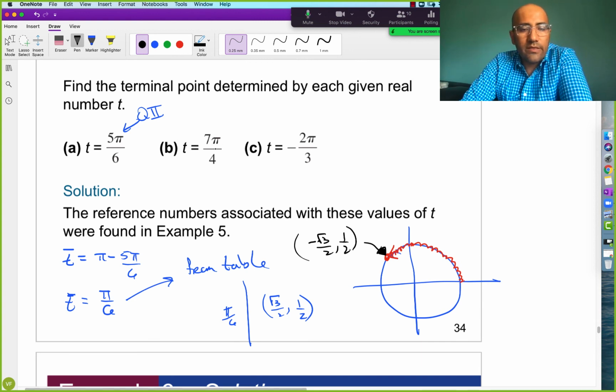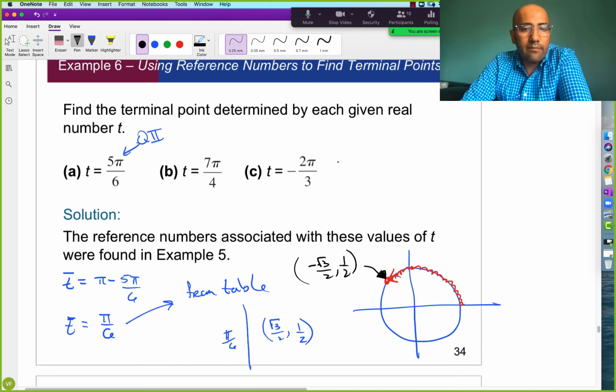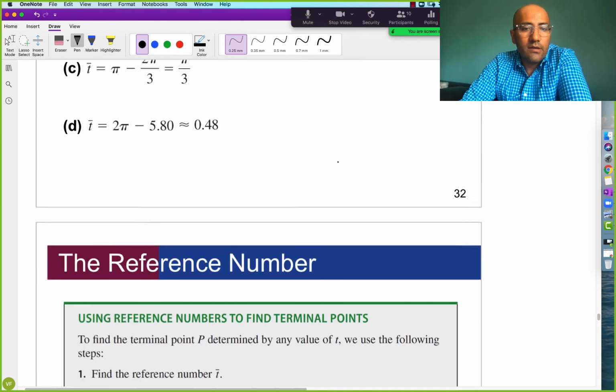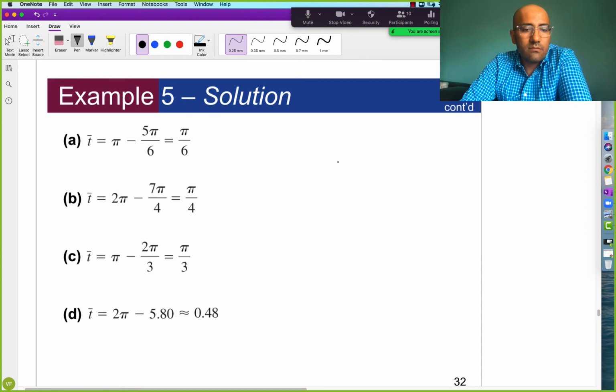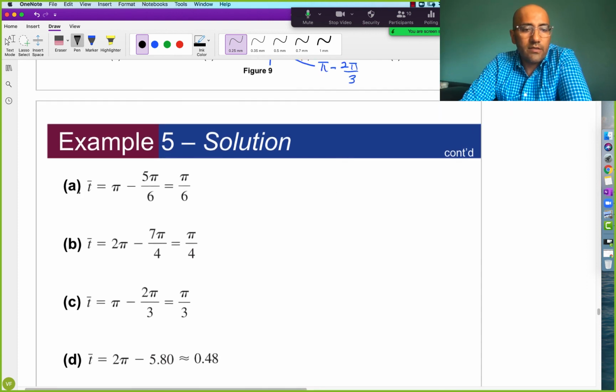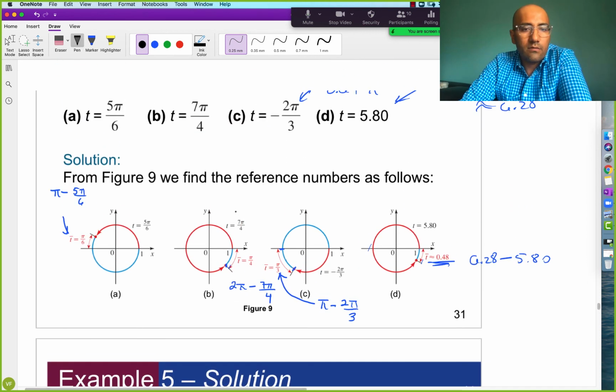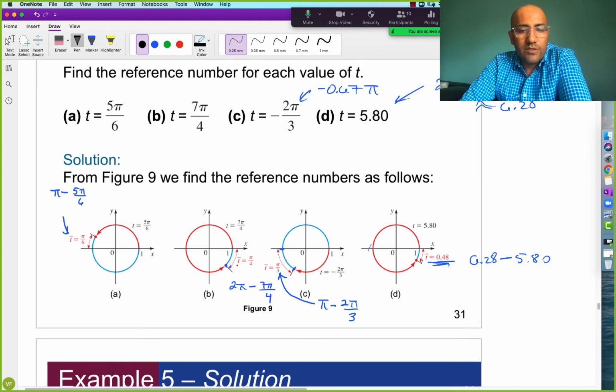Well, same sort of thing. We find the terminal value. Now, we've already found these ones. 7 pi over 4, didn't we find that? Here it is. 7 pi over 4 is b. So we saw from before that this must be the answer, pi over 4, for the reference angle. And for negative 2 pi over 3, we saw that the reference angle is pi over 3.